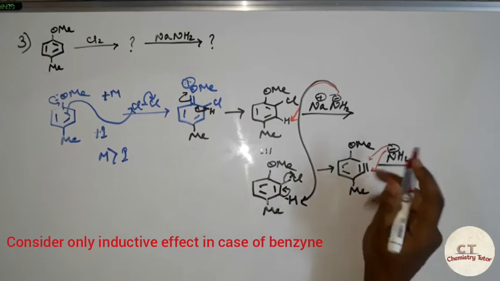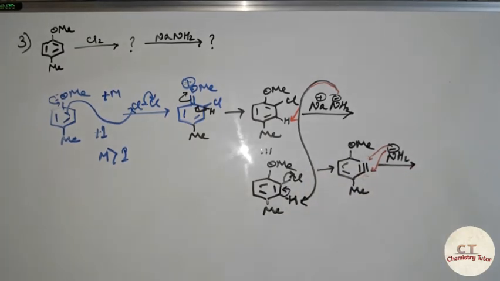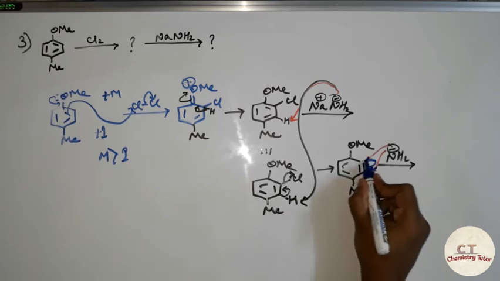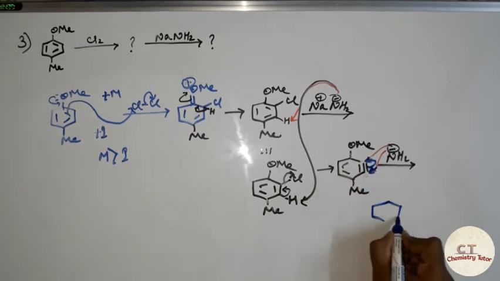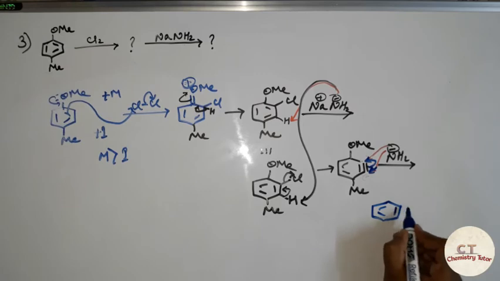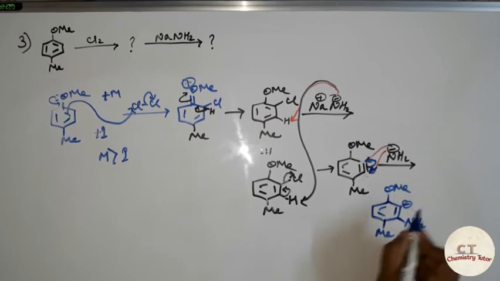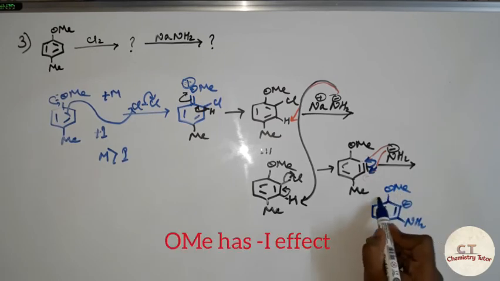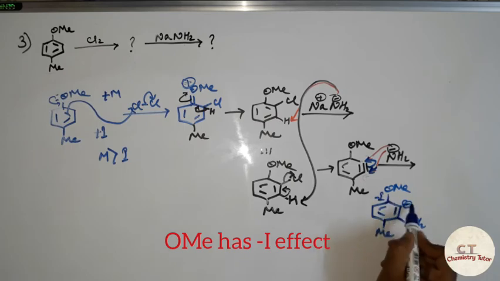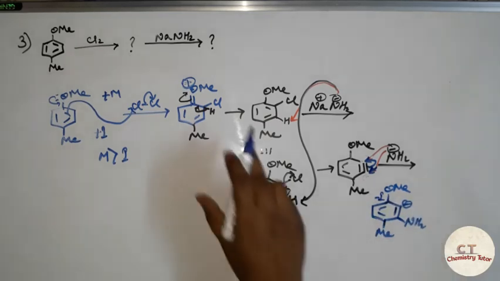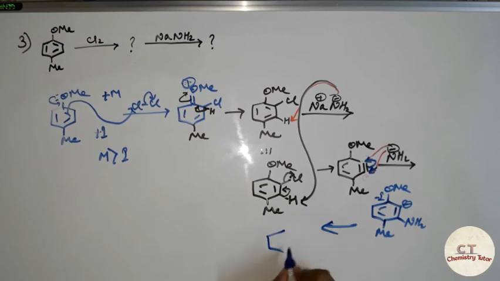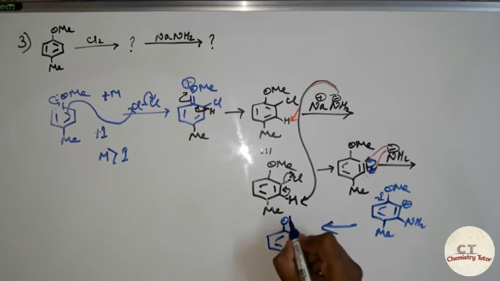Okay, so it will attack here, and the negative charge will form here. In case of benzyne, always consider the inductive effect, because there is oxygen, and oxygen has a strong minus I effect. Okay, minus I, so it will stabilize this negative charge, and then further it is going to abstract a proton, and thus finally gives us our product.